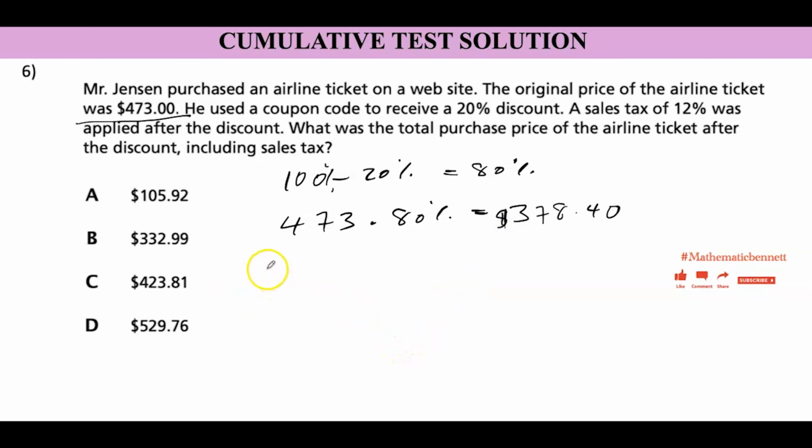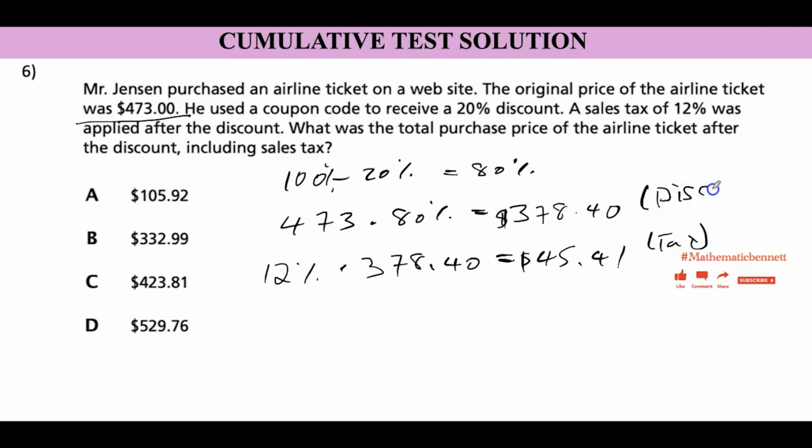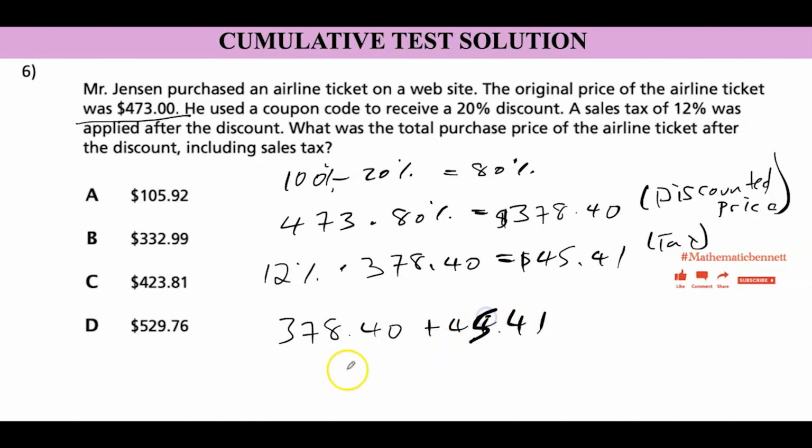Let us see how much the tax would be. The tax would be 12% of that $378.40, which is equal to $45.41. So this would be our tax, and this would be our discounted price. Now let us find the final price. That would be $378.40 plus the $45.41 for the tax, which gives us $423.81.